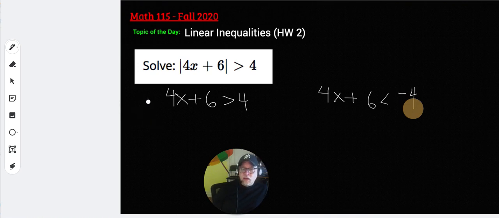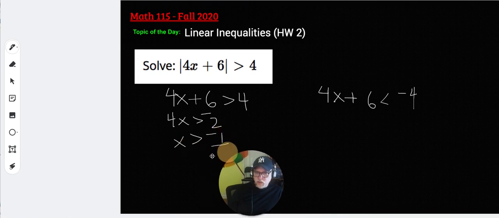Now, I've seen enough of these problems to know that this is going to be a union problem, not an intersection problem. So it's not going to be a number, comma, a number. This is going to involve the infinity symbols as well. So we're going to use this too. 4x will be greater than negative 2. That means x is greater than negative 1 over 2.